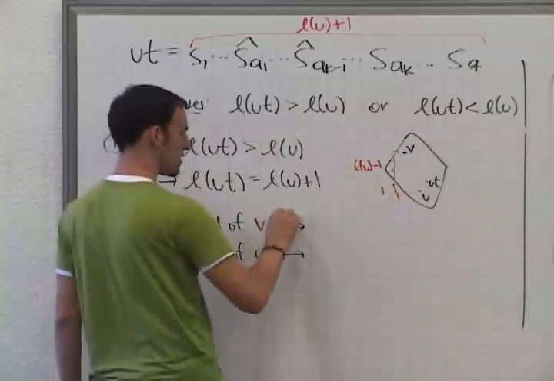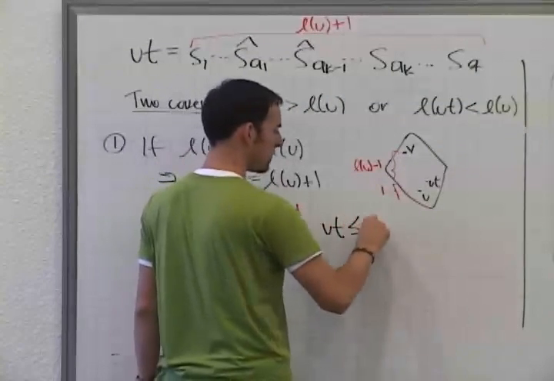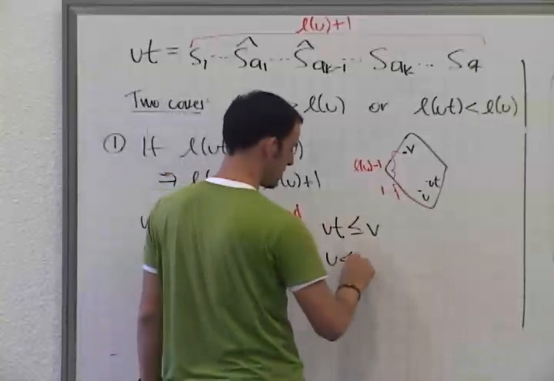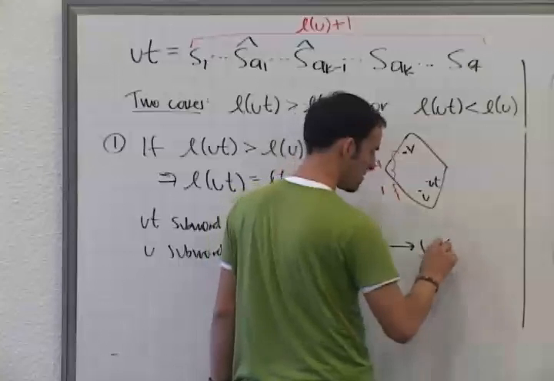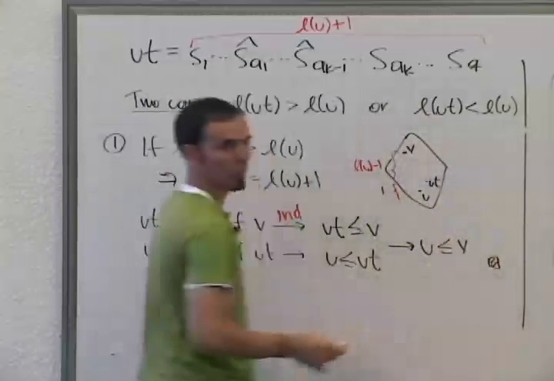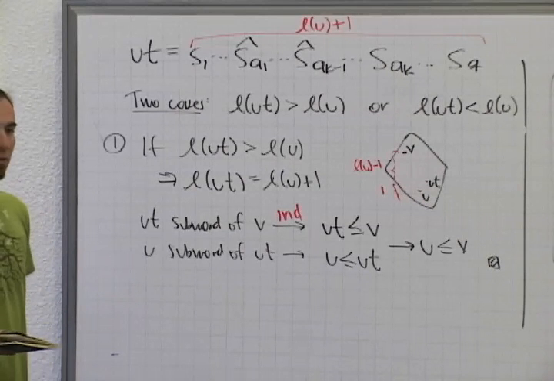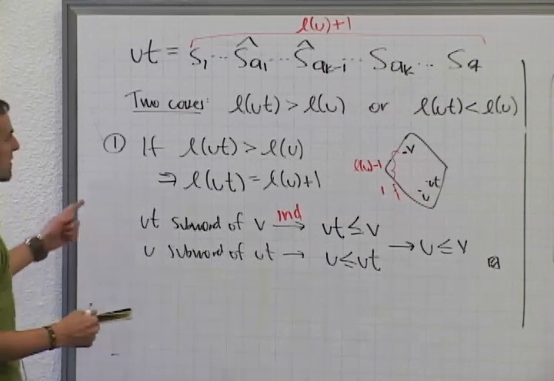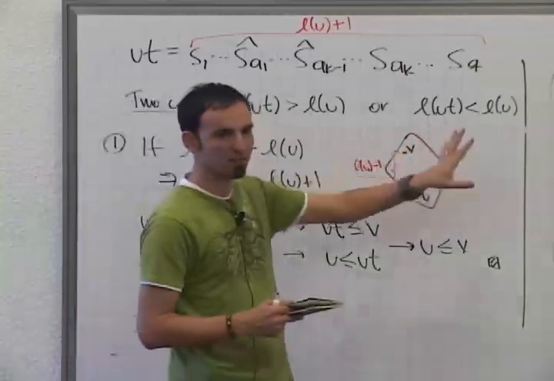Okay? So by induction, I obtain that UT is less than or equal to V in the Bruhat order, that U is less than or equal to UT in the Bruhat order, and posets are transitive, so U is less than or equal to V. Okay? So this is basically the argument that I want to make, and if you look at it, I really haven't done anything clever here. I just did an induction, and the first thing that you try works. The problem is that there's another case. And what I would like to do now is prove to you that this case is not going to happen.